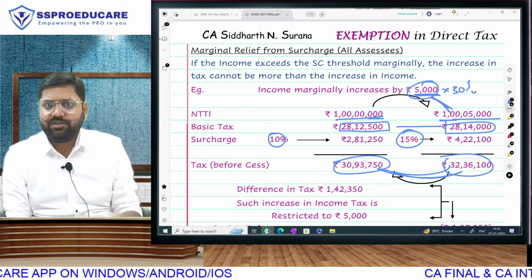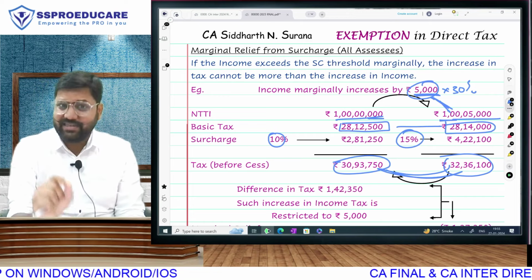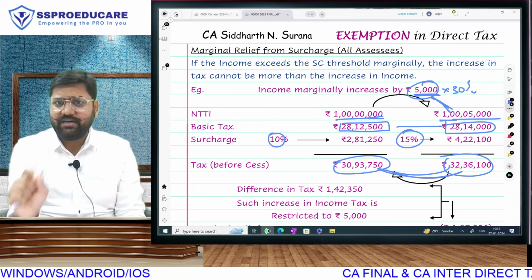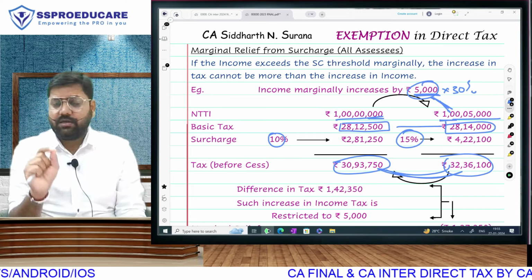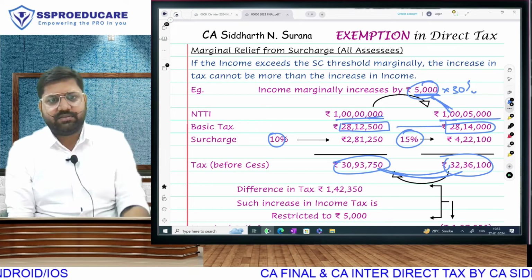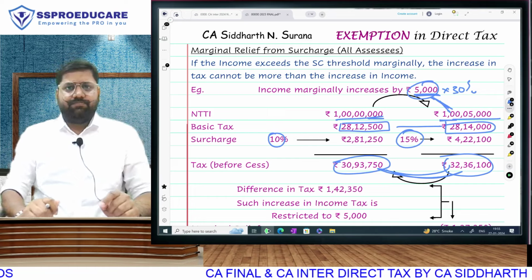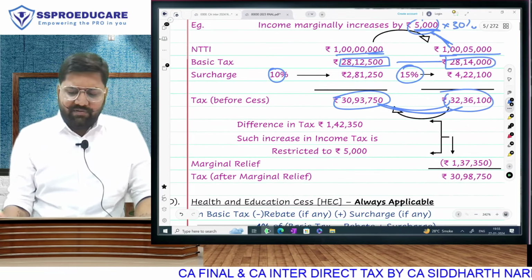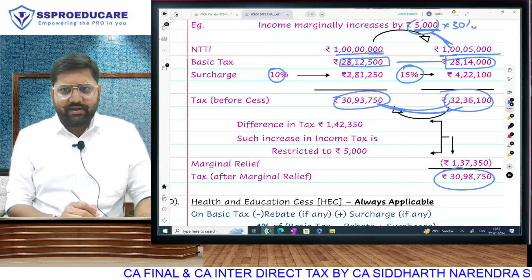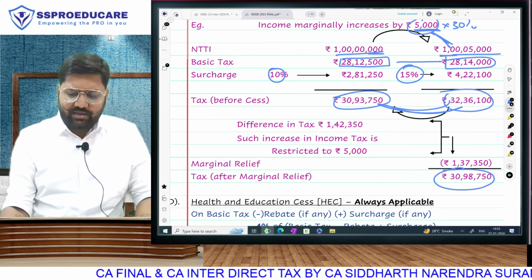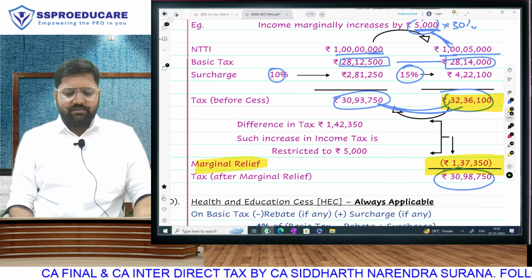In one line, the concept of marginal relief, write it somewhere if you want. The difference in tax cannot exceed the difference in income. I repeat, the difference in tax cannot exceed the difference in income, and that's your concept of marginal relief in one simple line. And therefore we will restrict this difference to only 5,000. This has to be only 30,98,750. So the extra tax that has come in this we will subtract, and that is called marginal relief.